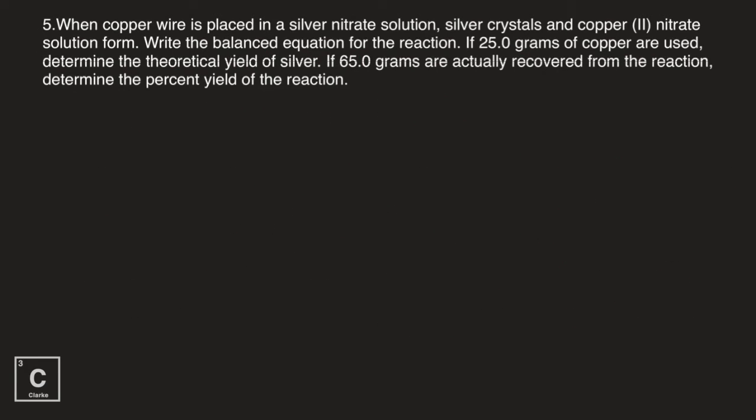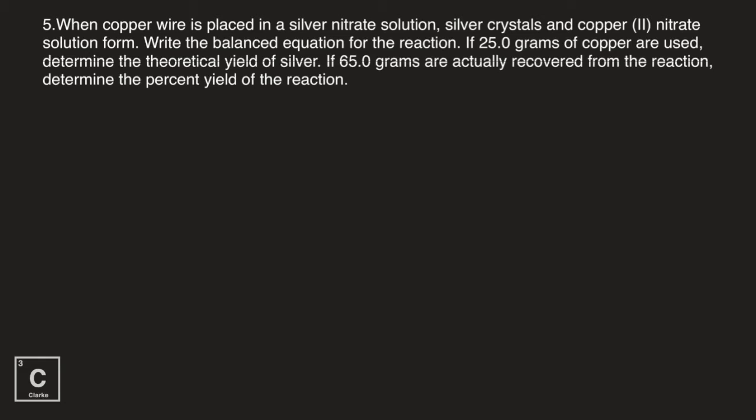Question 5. Okay, question 5. When copper wire is placed in a silver nitrate solution, silver crystals in copper 2 nitrate solution form. Write the balanced equation for the reaction. If 25 grams of copper are used, determine the theoretical yield of silver. If 65 grams are actually recovered from the reaction, determine the percent yield of the reaction.